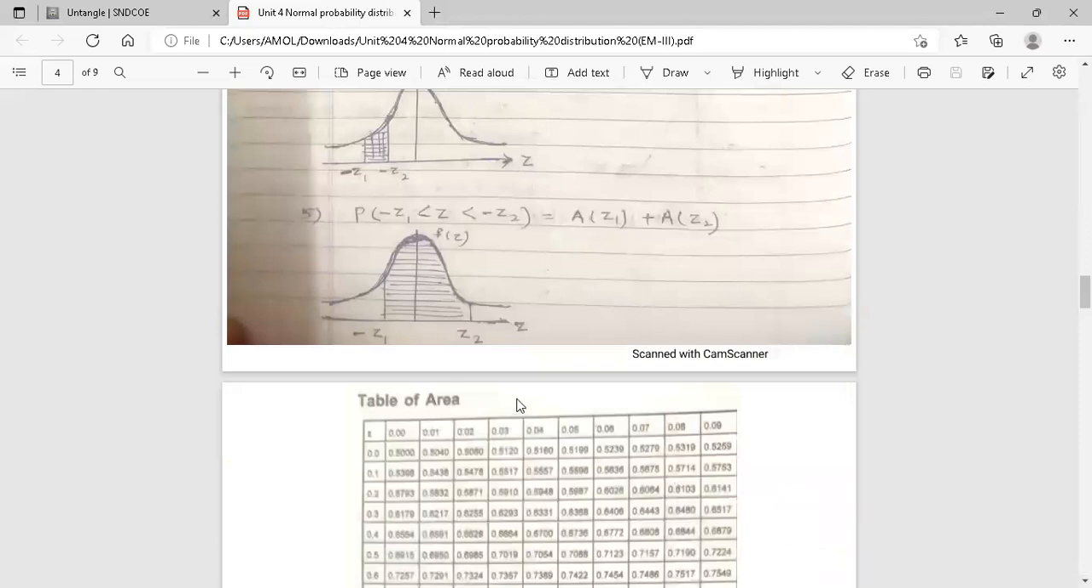The last one is to find the probability between minus Z1 and minus Z2. Sorry, here it is plus Z2. Z2 is positive. So make a correction here.